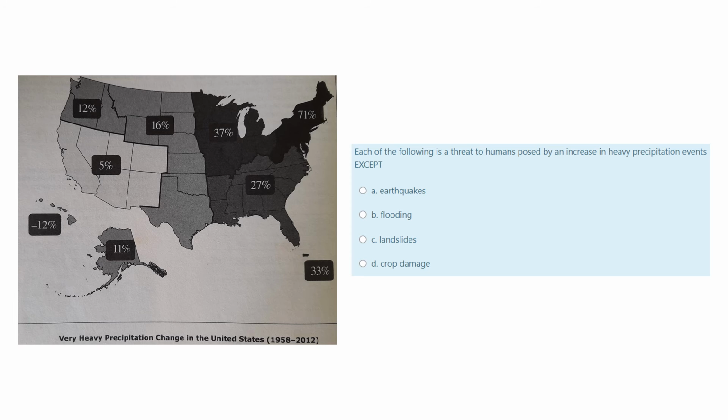This question just needs you to use a little bit of your own knowledge. Which of the following is a threat to humans posed by an increase in heavy precipitation, that means heavy rain, except what? So which of these is not a threat to humans? Earthquakes, flooding, landslides, or crop damage. Now, all of these things can hurt people, but not all of these are caused by a lot of rain.